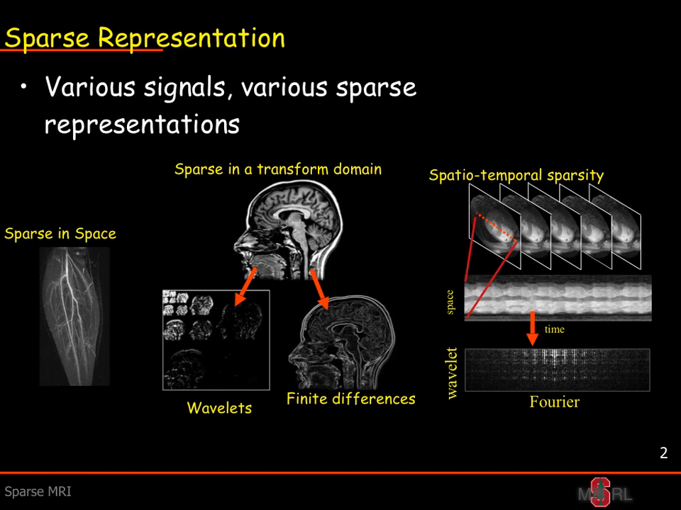We don't have to restrict ourselves to thinking about sparsity in space. We can also apply transforms to a series of images across time, and take advantage of the fact that some signals, such as cardiac images, repeat in time, so they have a certain set of high Fourier coefficients. A set of cardiac cine images is therefore compressible in the Fourier domain.